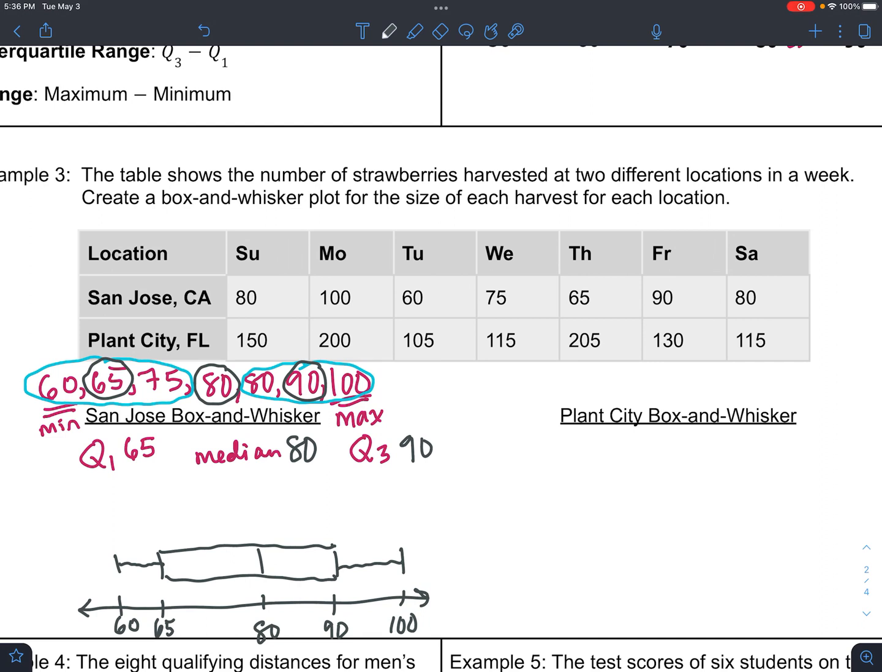Now, we don't have that much data. We only have 7 data points. So this graph is great, but it doesn't really truly reveal about the harvests. This was just 1 week.